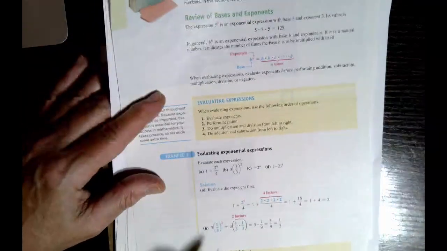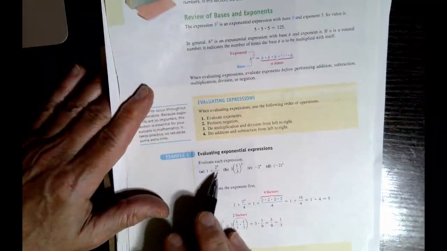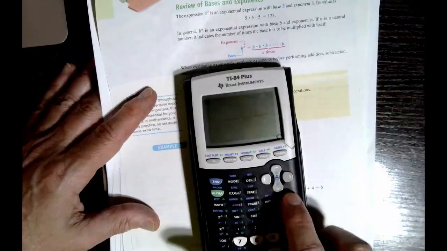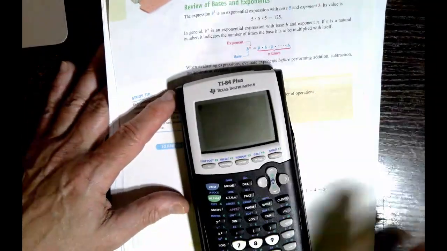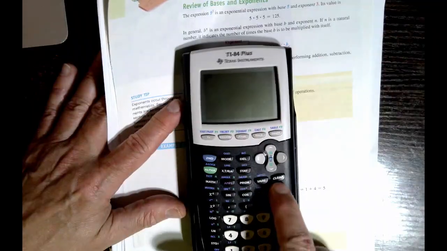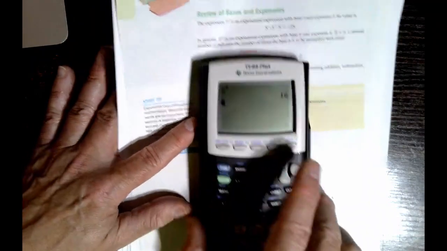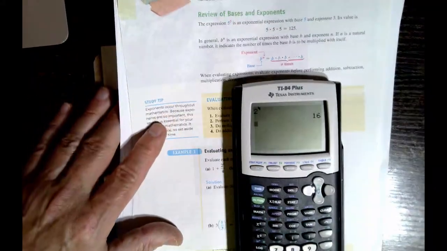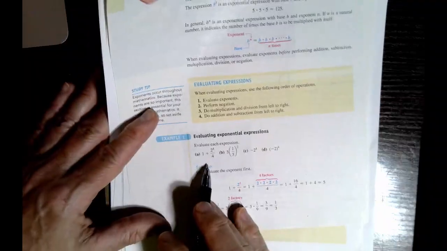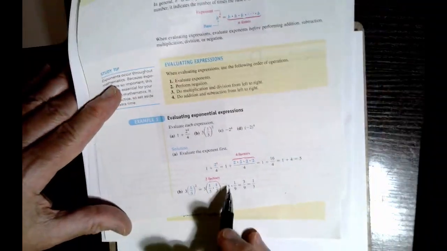Alright, 1 plus 2 to the 4th over 4. You want to figure out 2 to the 4th first. The way you do that in your calculator is you use your hat key. 2 hat 4 is 2 to the 4th, which is 16. 16 over 4 is 4. 4 plus 1 is 5.